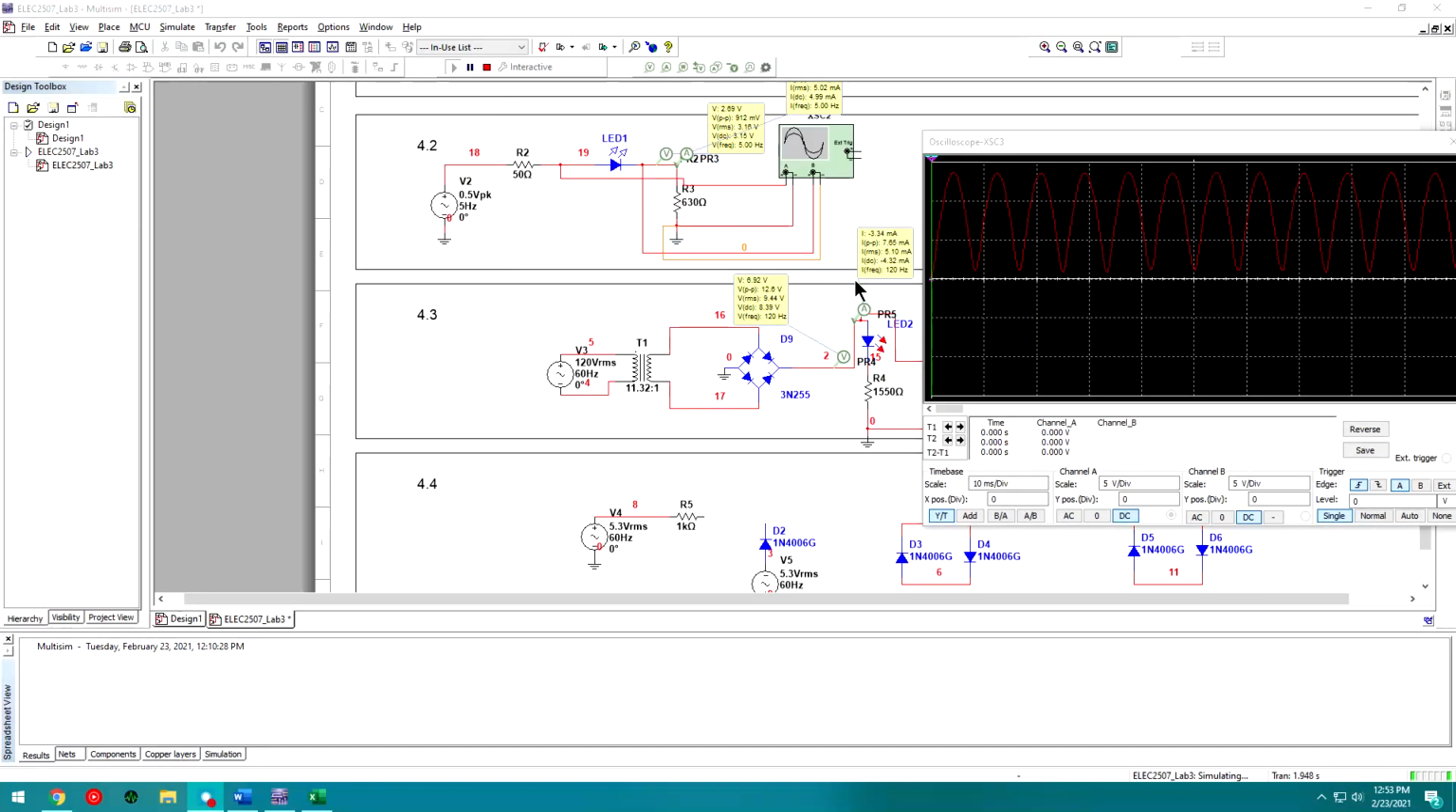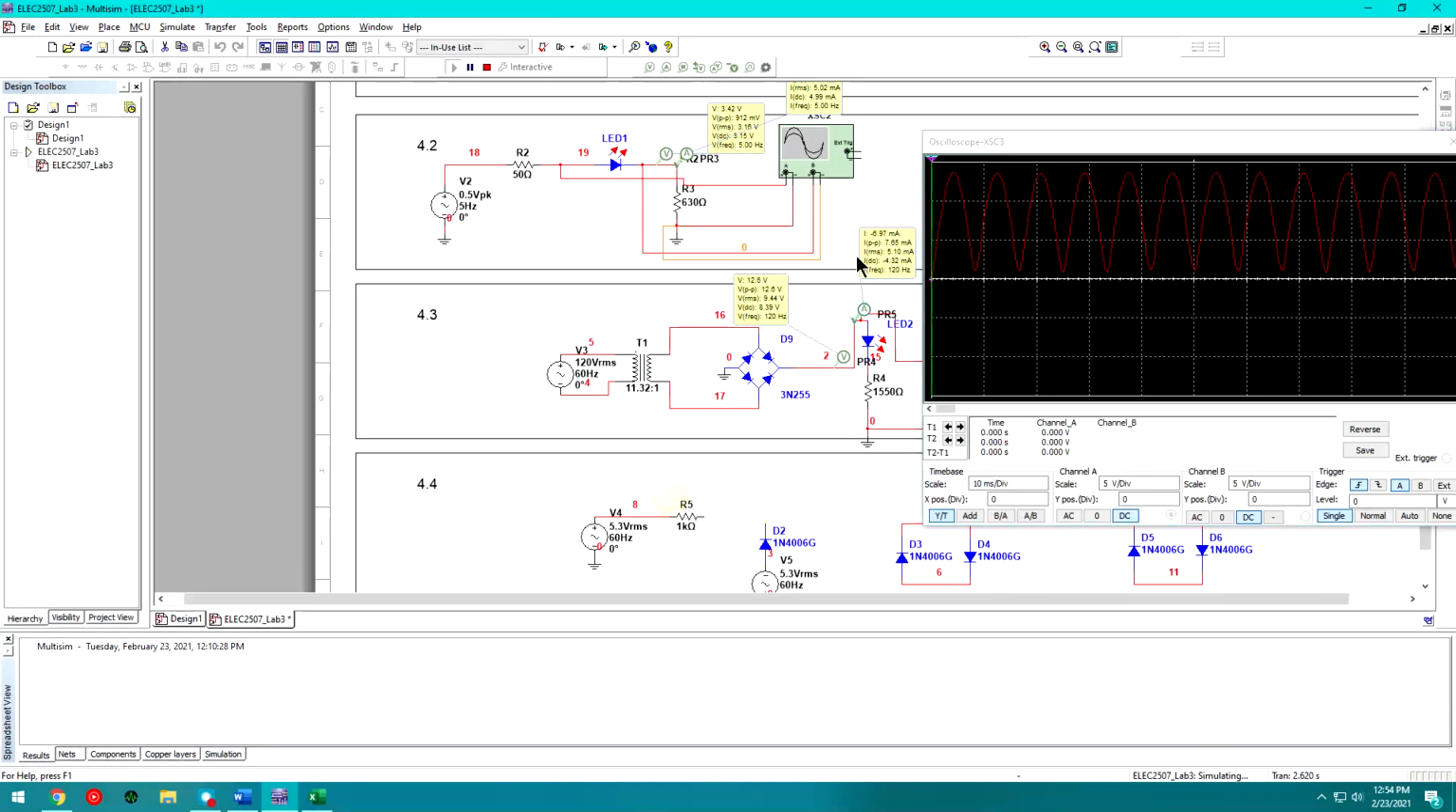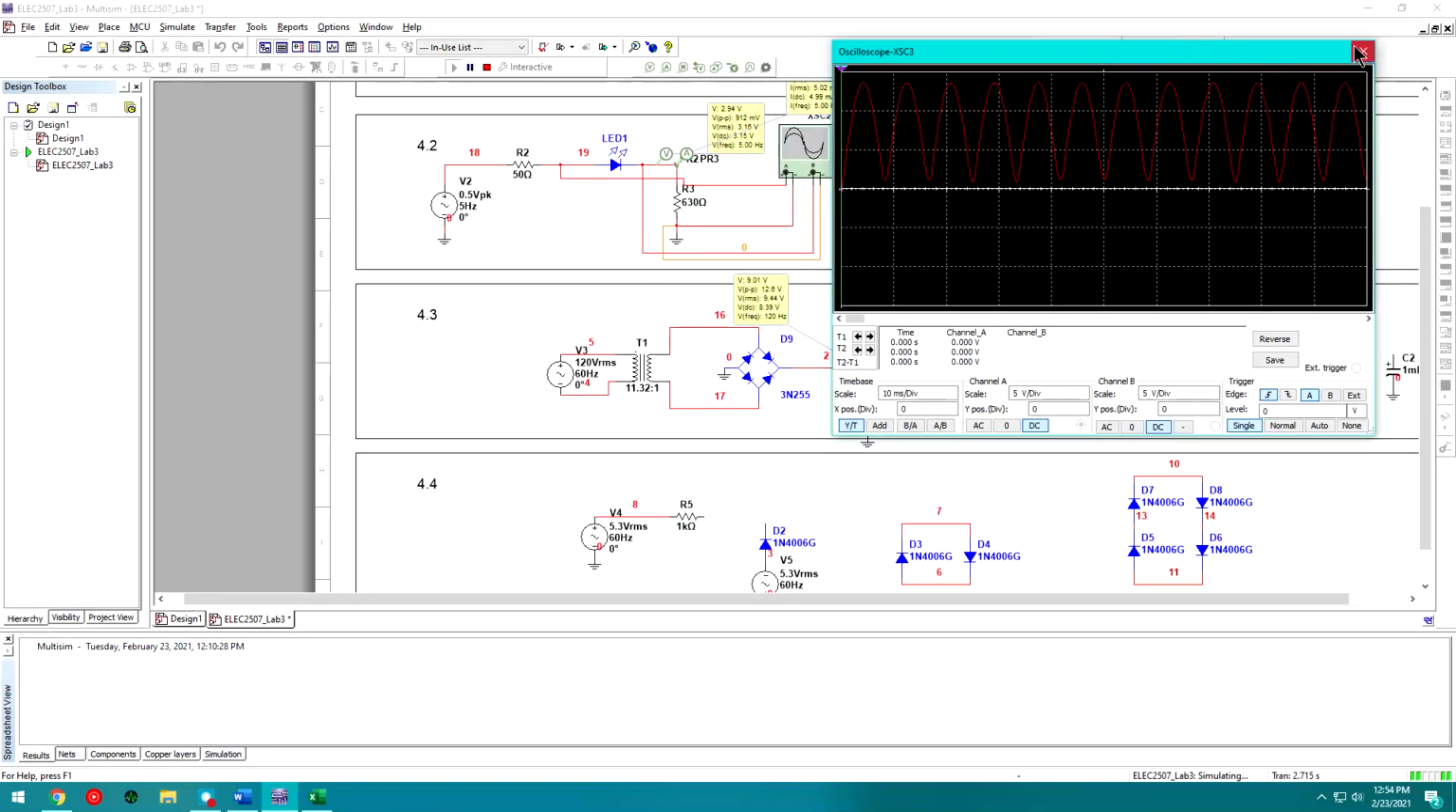And last, just to check, we can see that the current through this node is always kept below 5 milliamps, and that is satisfying our condition from resistors.pdf, which was asking for ID to be kept below a certain value. So just make sure you're doing that every time so you know you picked the right resistance value.